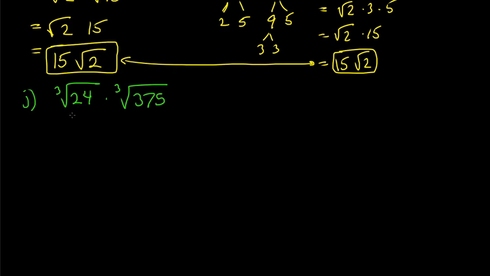So 24 is just 8 times 3. So it's the cube root of 8 times the cube root of 3. What about 375? So 375 is certainly divisible by 5. I think it's divisible by 25. So 375 divided by 25, my calculator says 15.